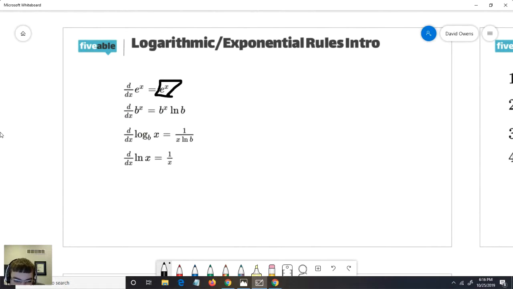All right, so our next rule is a slightly different one. If we've got just any exponential function, b to the x, the derivative of that is b to the x times the natural log of b. So what that'll look like is that the derivative of that.